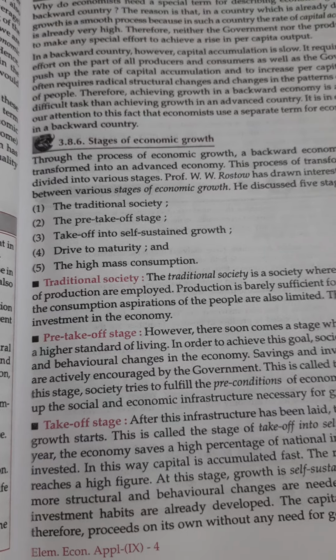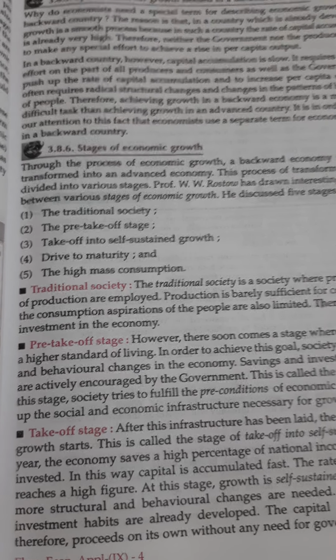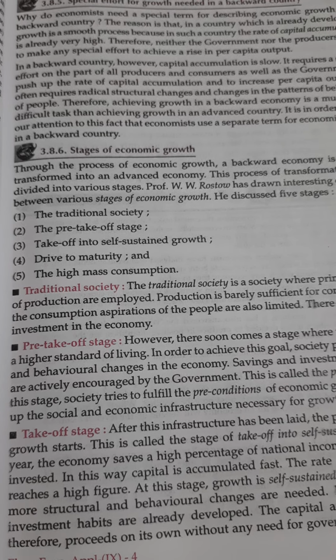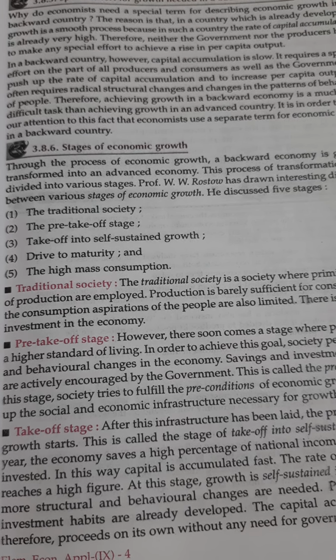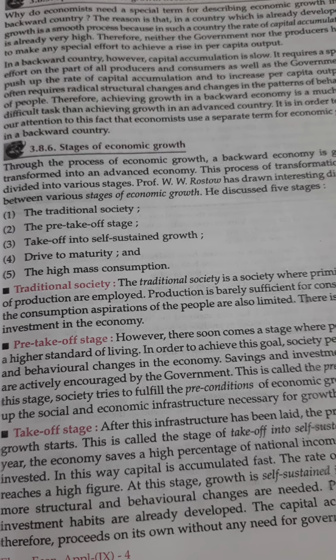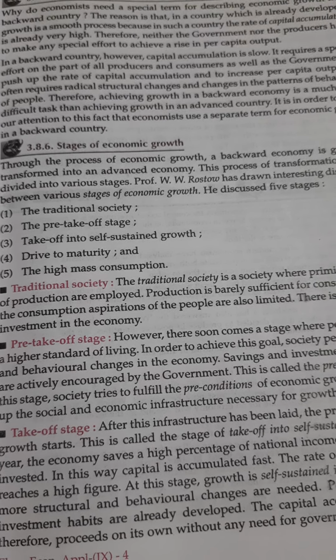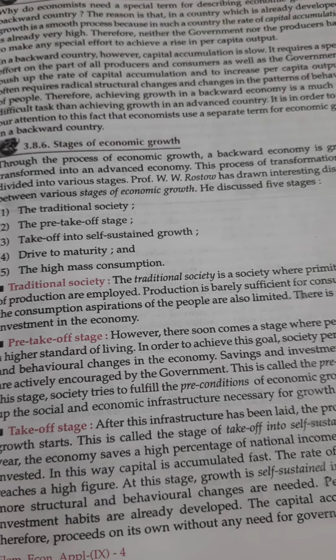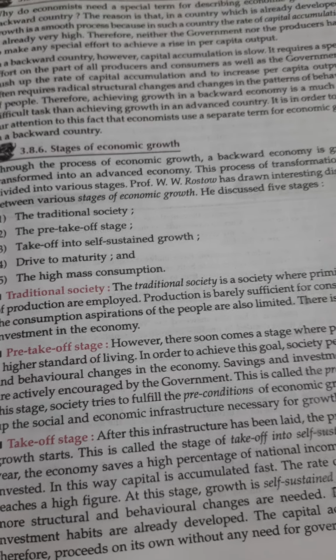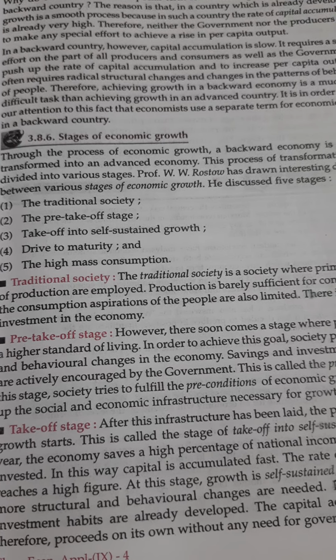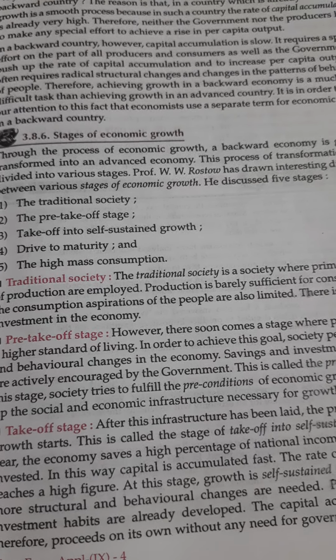In these 5 stages, we are going to see the first stage as traditional society. So, how is a traditional society explained? It's basically the condition of a country where there are no consumption aspirations as such. That means the wants and desires of the people are very, very limited. So definitely in such a country there will be no savings. On top of that, there will be no investment at all.